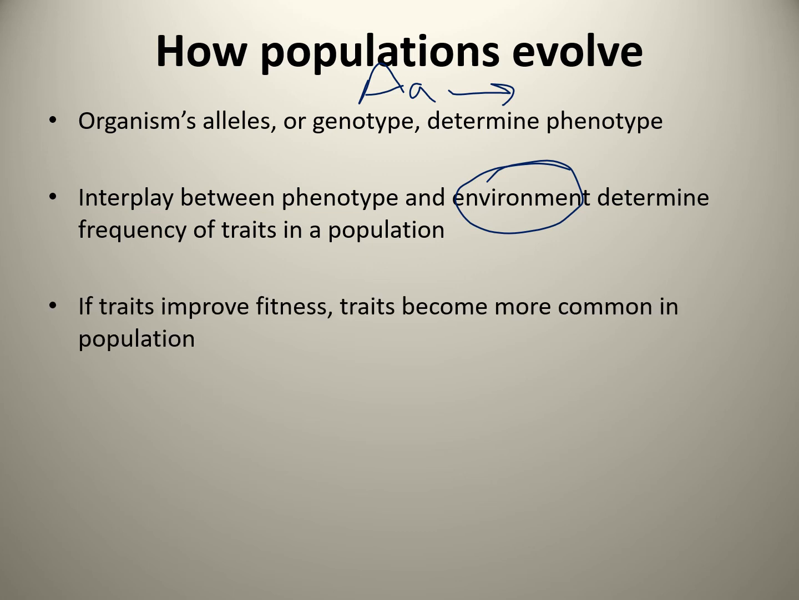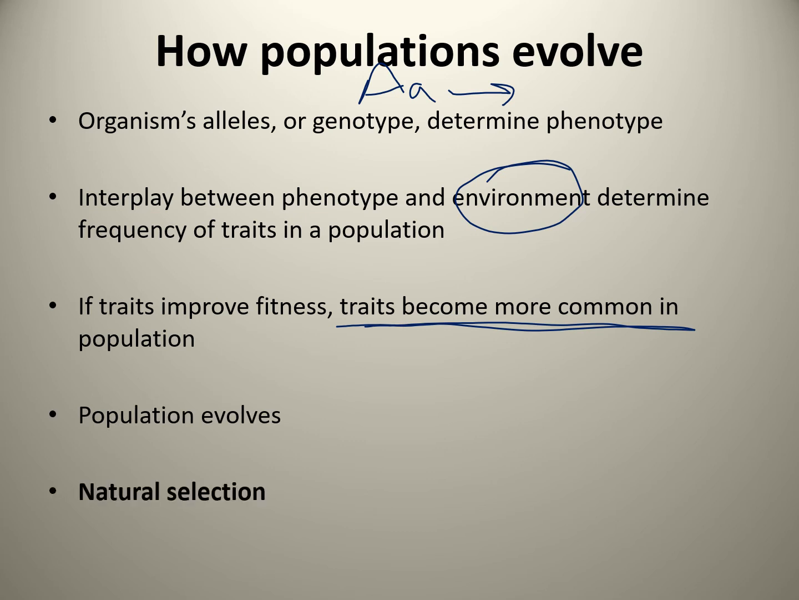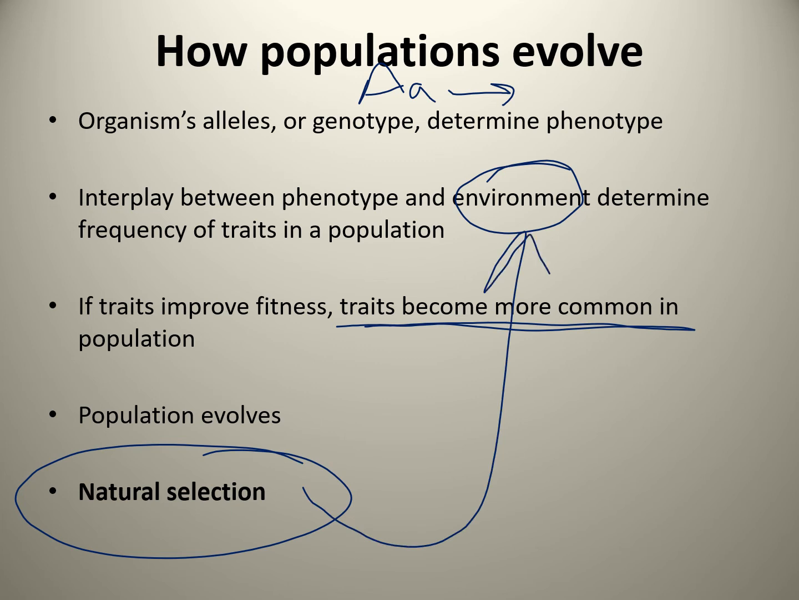Okay, so if the traits are improving the fitness, then the traits become more common, right? Trait becomes more common, the population evolves, our allele frequencies are changing over time, and that's what we refer to as natural selection. Okay, so natural selection again has a lot to do with the environment that the organisms are in.